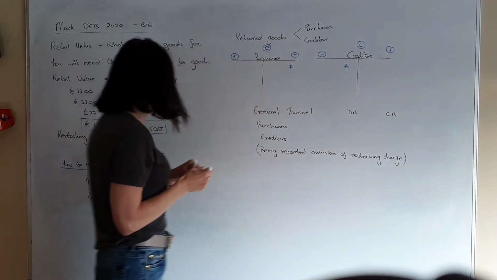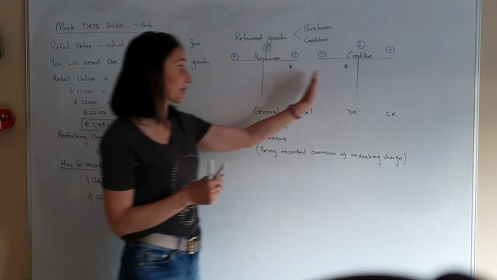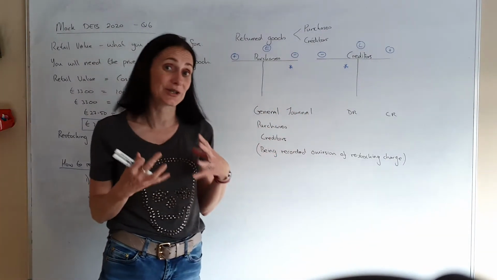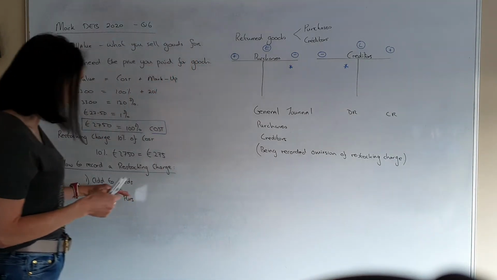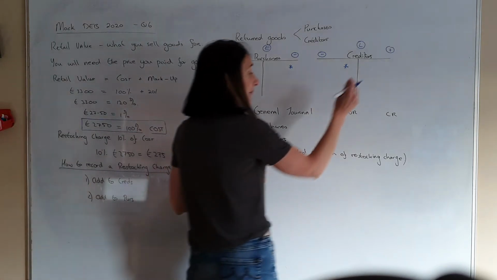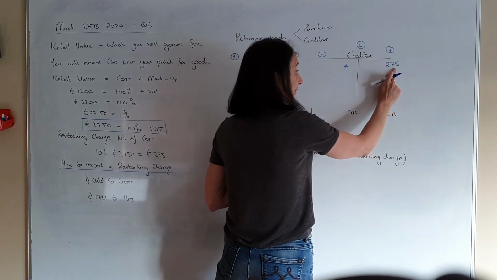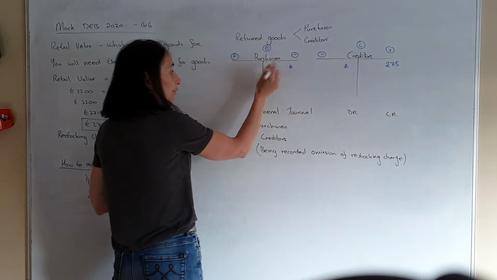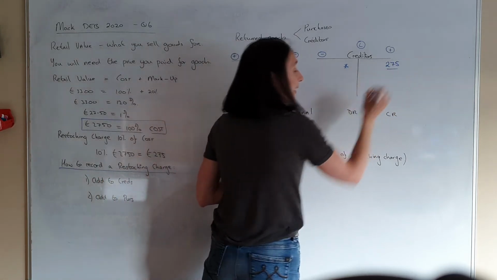Now, what they have said is the 2,750 has been entered correctly. The only thing that you did wrong was you forgot about the restocking charge. So how do you enter that? You're going to have to pay 275. So that means you need to say you owe them 275, so that's why it goes in the credit. And why do you owe money? Because of purchases, 275. So there's your two entries.